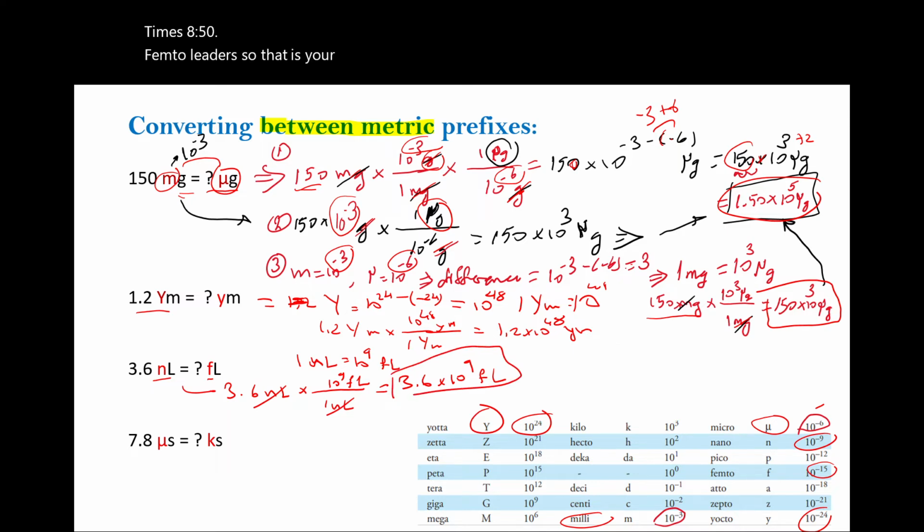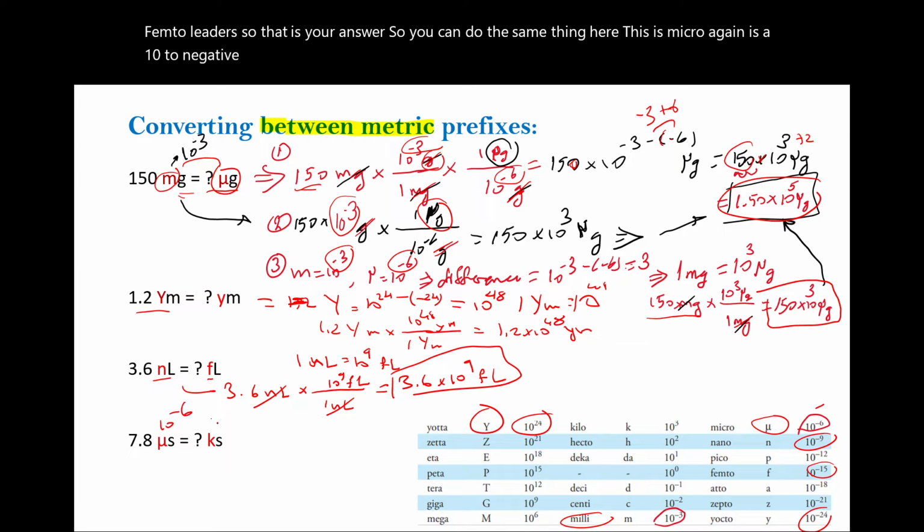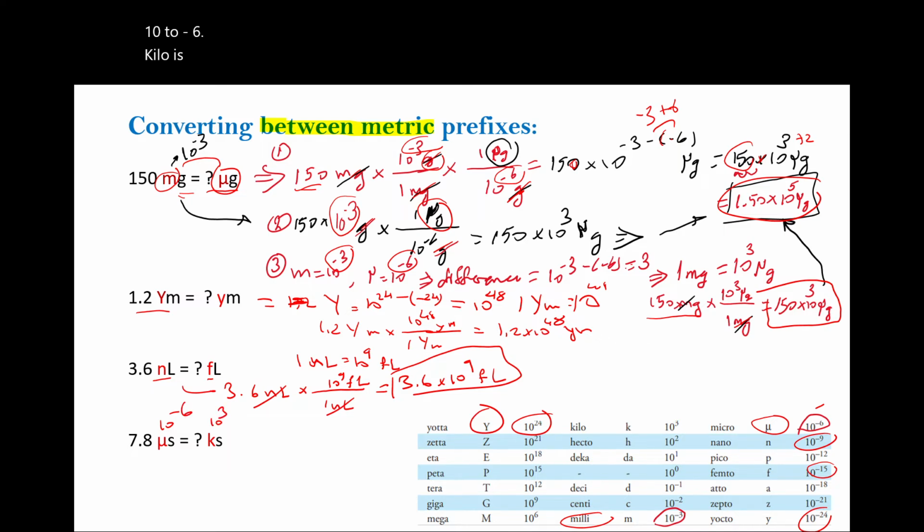So you can do the same thing here. This is micro. Micro again is 10 to negative 6. Kilo is 10 to third. So you're going from kilo here to micro here.